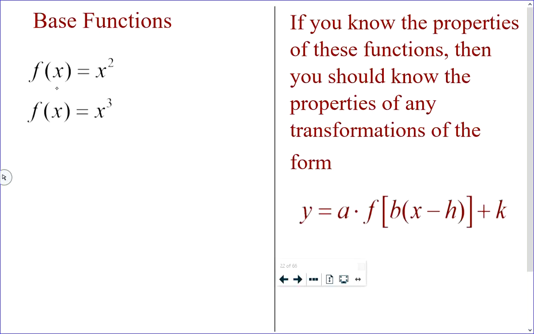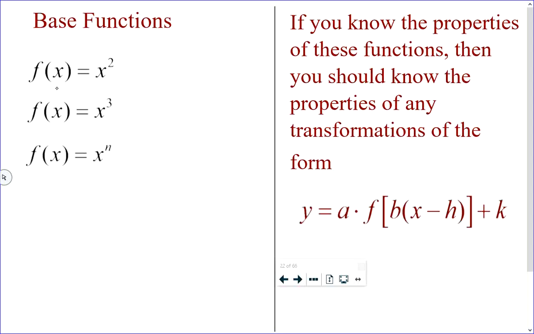F of x equals x cubed is another basic function. You may not know what it looks like, but sooner or later you're going to be taught what it looks like. And if you do know what it looks like, then you should be able to graph any transformation of that. All right? And please don't get ahead of me in this lesson. Please focus on what we're talking about here.